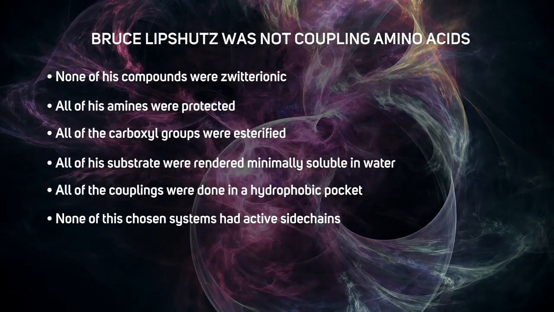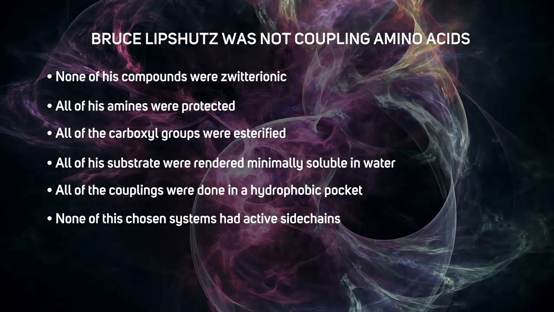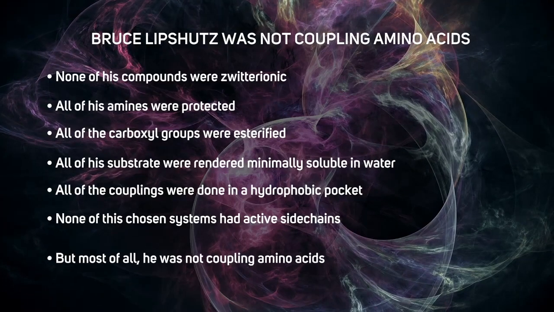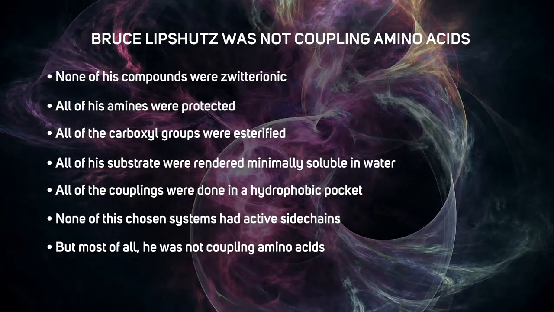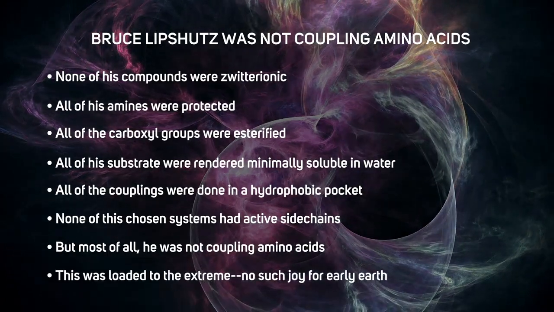So none of his chosen systems had active side chains. Bruce totally loaded this thing because active side chains would have thrown this thing off, and Bruce confesses to that, as you'll see. But most of all, he was not coupling amino acids. This was loaded to the extreme. No such joy for early Earth.